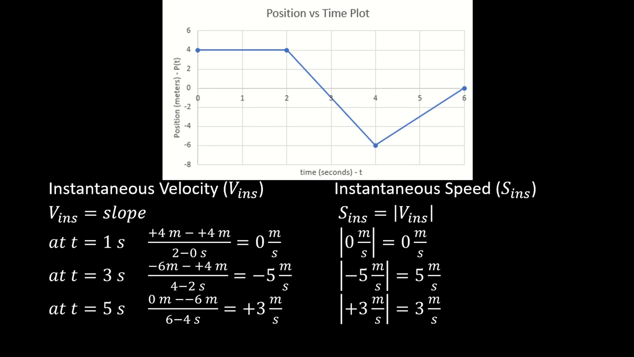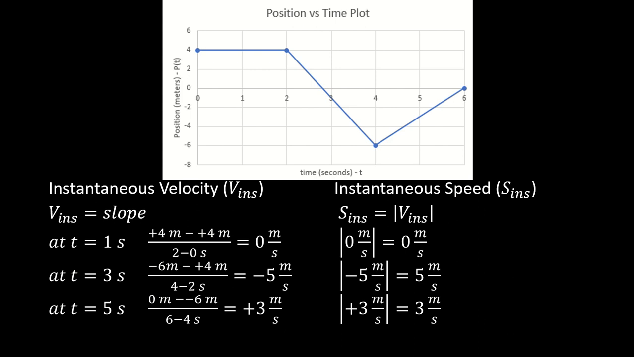And for this, we could be asked, what's the instantaneous velocity at time t equals 1 second, 3 seconds, or 5 seconds? All we care about is what is the slope of our position versus time plot at those seconds. Since we have linear regions, let's just find the start and end of those linear regions, because any point in between that linear region is going to be equal to the slope.